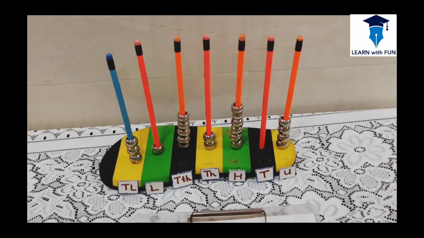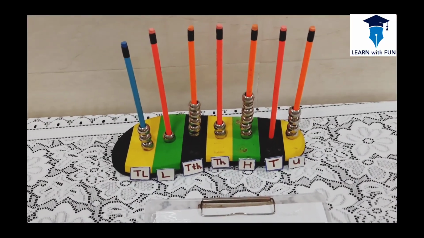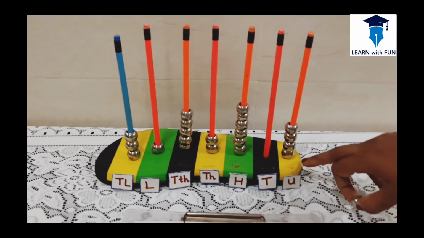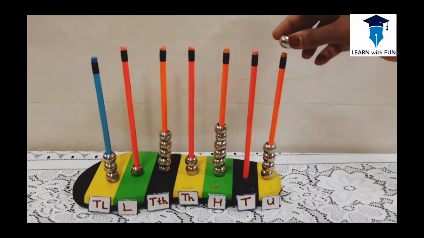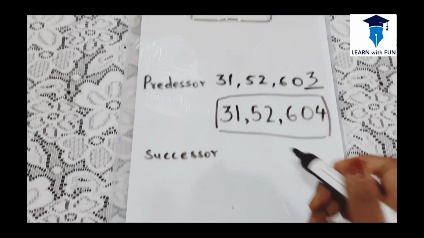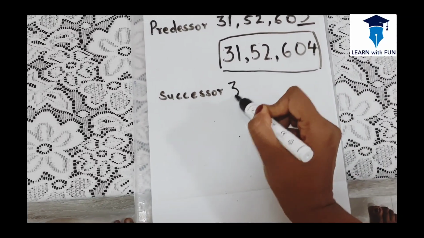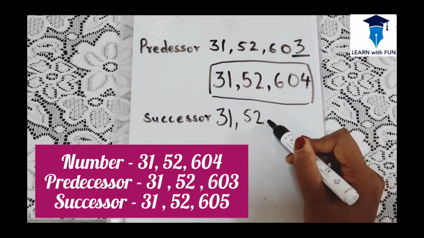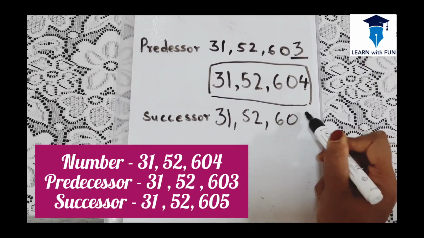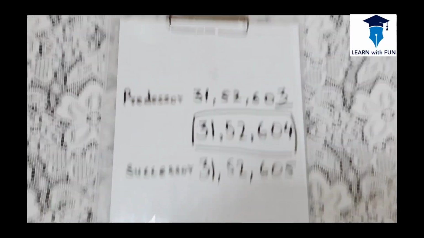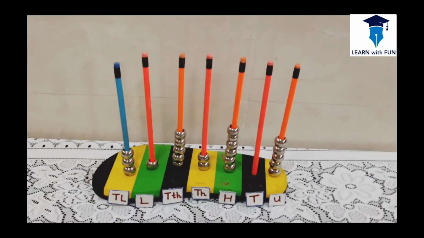Similarly, for the same number, now suppose the successor is asked. Successor means the next number, just the next number from the given number. Since the previous number was 31,52,604, in this the child will add one bead. Adding the bead in the last digit, the value of the last digit will increase by 1. So now the number will be 31,52,605. With this, the concept of predecessor and successor will be easily drilled in the mind of the child.